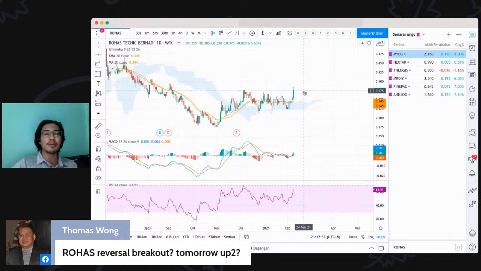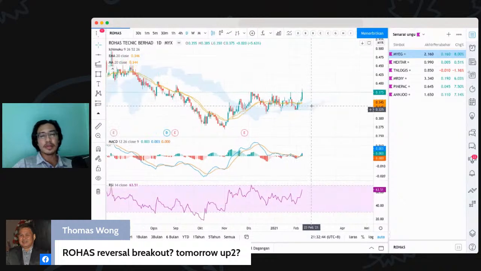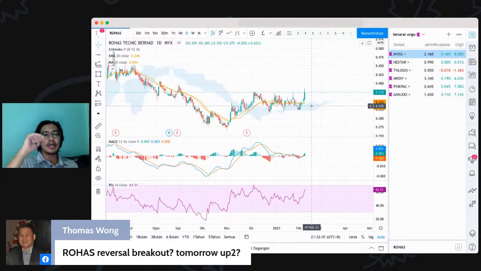If it cannot maintain above this level, we're expecting another range of sideways. But looking at here, I think there's actually potential. But don't straight away buy. Look for confirmation first.